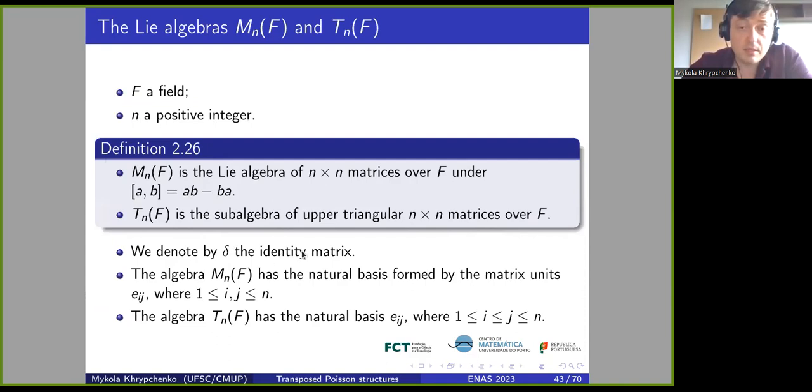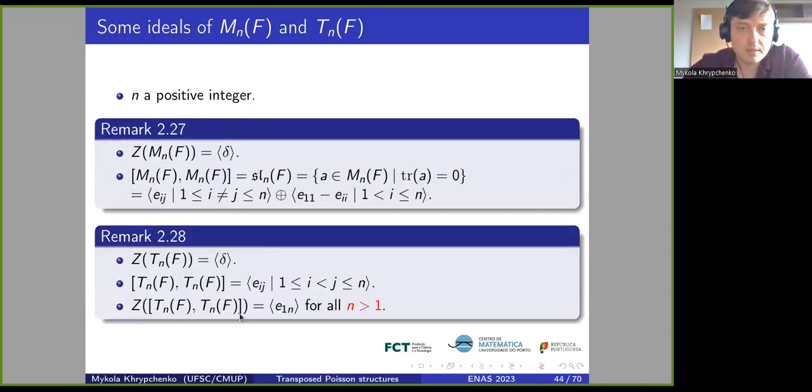We denote by delta the identity matrix. This notation comes from the theory of incidence algebras that we will be using, and these notations of matrix units as well. So Eij will denote matrix units. In the case of Mn(F), you know that i should be less than or equal to j. They span the whole algebra. Everybody knows that the center of this algebra is one-dimensional, so just formed by scalar matrices.